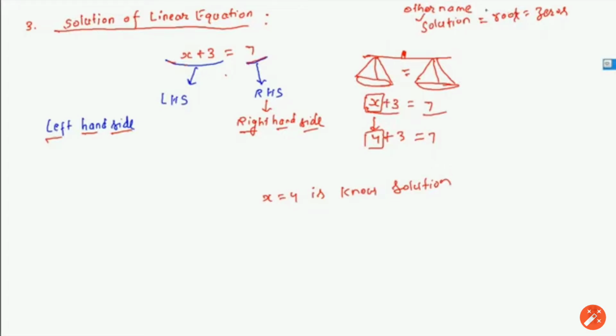Solution is also known as root or zeros. We will learn root and zeros later, in higher classes 9 or 10. Example, x plus 2 is equal to 10. By putting x equal to 8, we get 8 plus 2 is equal to 10. So the solution is x is equal to 8. That means x equal to 8 is the solution.